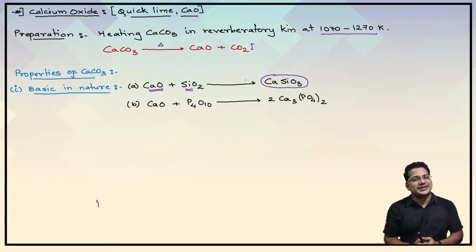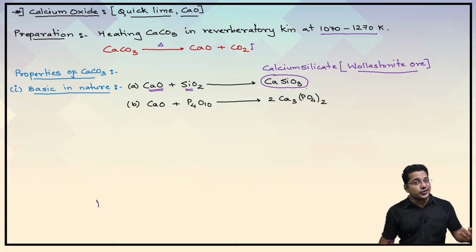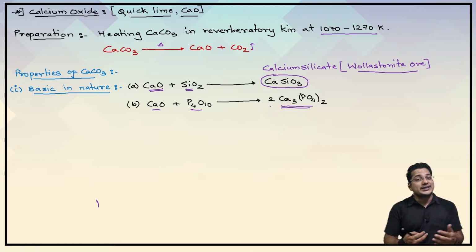अच्छा, एक और चीज याद रखना, calcium silicate is also referred by a name wollastonite ore. Further, if you talk about calcium oxide reacting with P4O10, it gives you a compound which is calcium phosphate. ठीक है. अच्छा, इसका मीनिंग क्या है देखो.